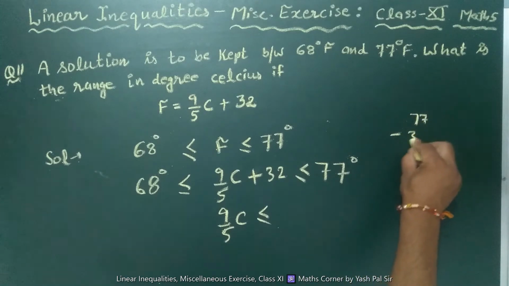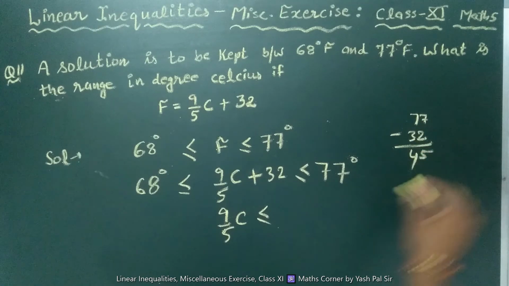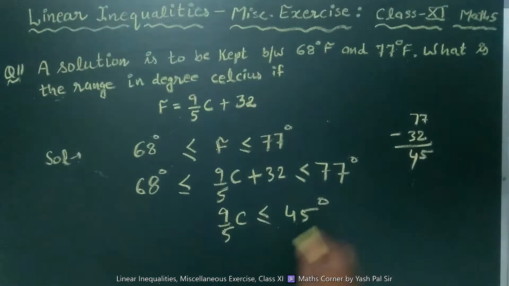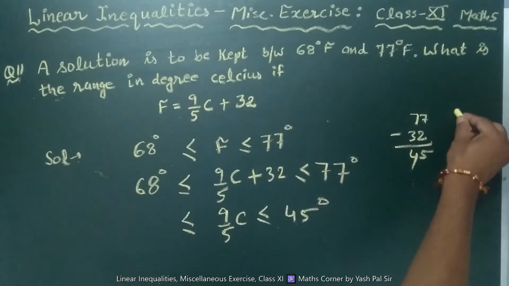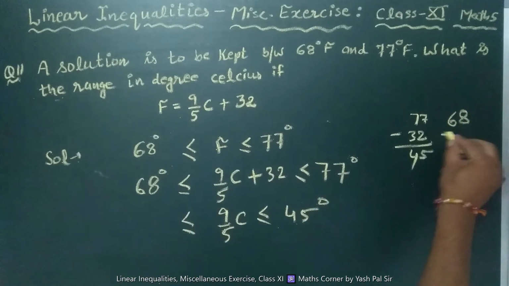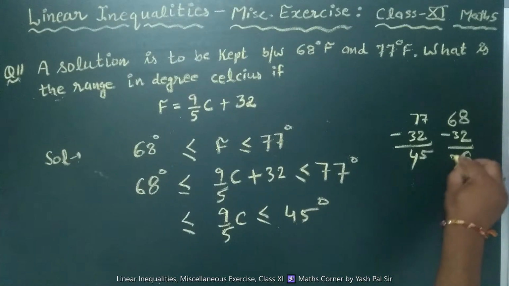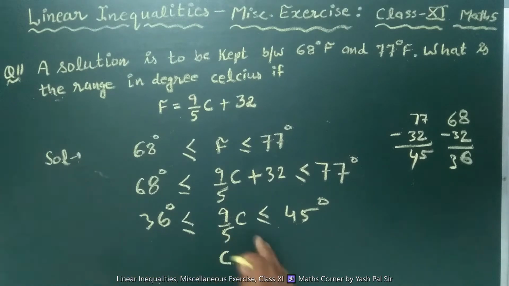minus 32. This is equal to 45 degree, and greater than or equal to. Similarly here also, 68 minus 32 is equal to 36 degree, right? Now what we do, we multiply throughout by 5 upon 9.